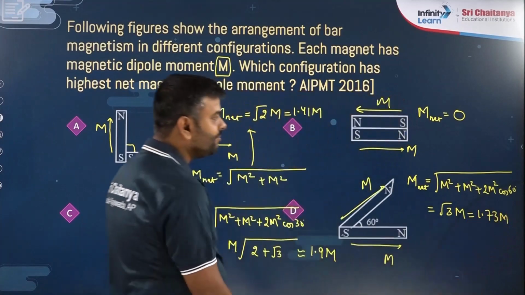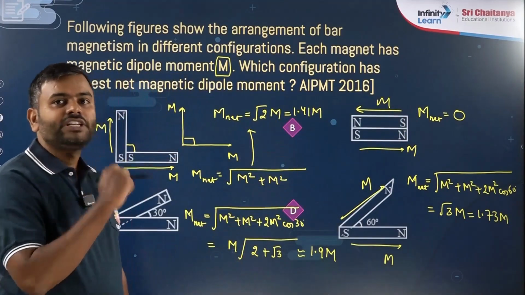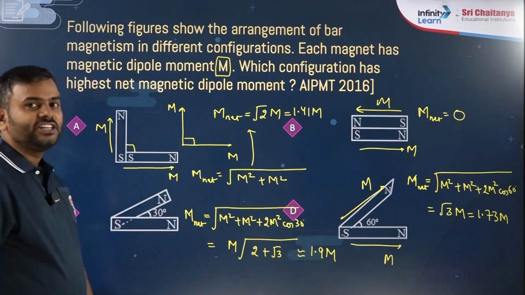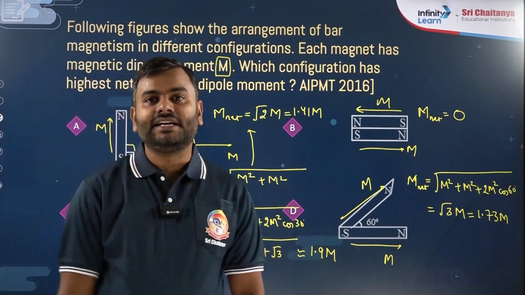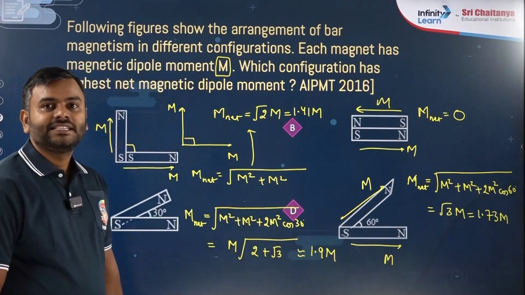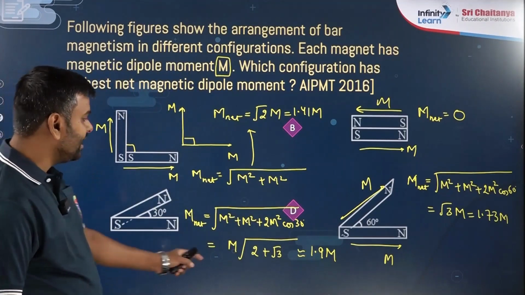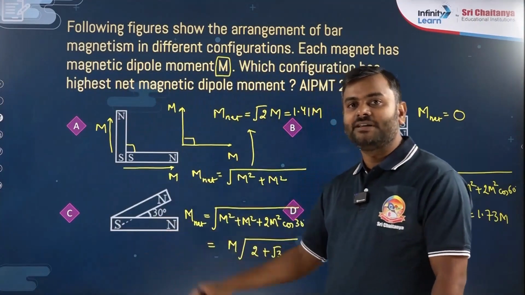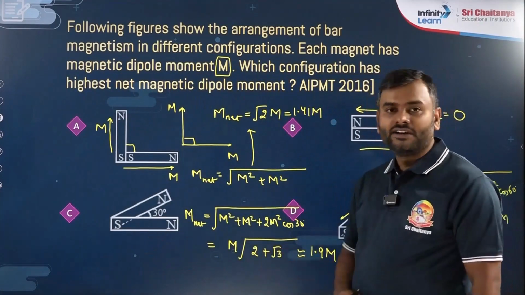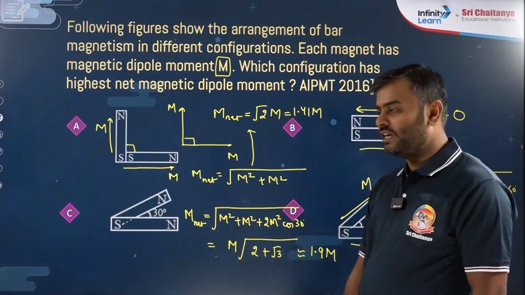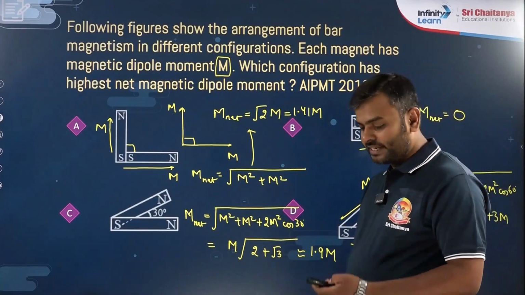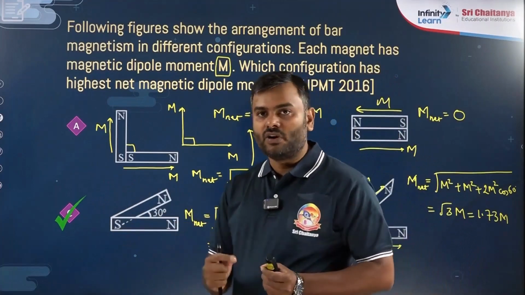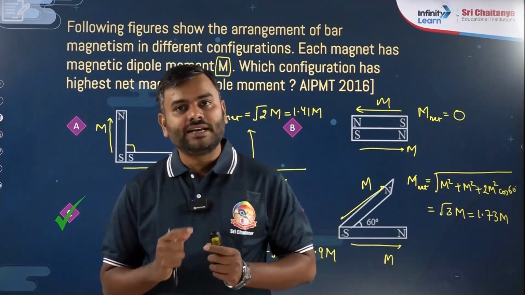So if we compare all the magnetic moments, which configuration has the highest? It is C, the configuration where the angle is 30 degrees. So the highest magnetic dipole moment we have is when the angle between the magnets is 30 degrees. I hope you have understood that. So what will be the correct option here? The correct option is C. I hope you got that. So let's move to the next question.